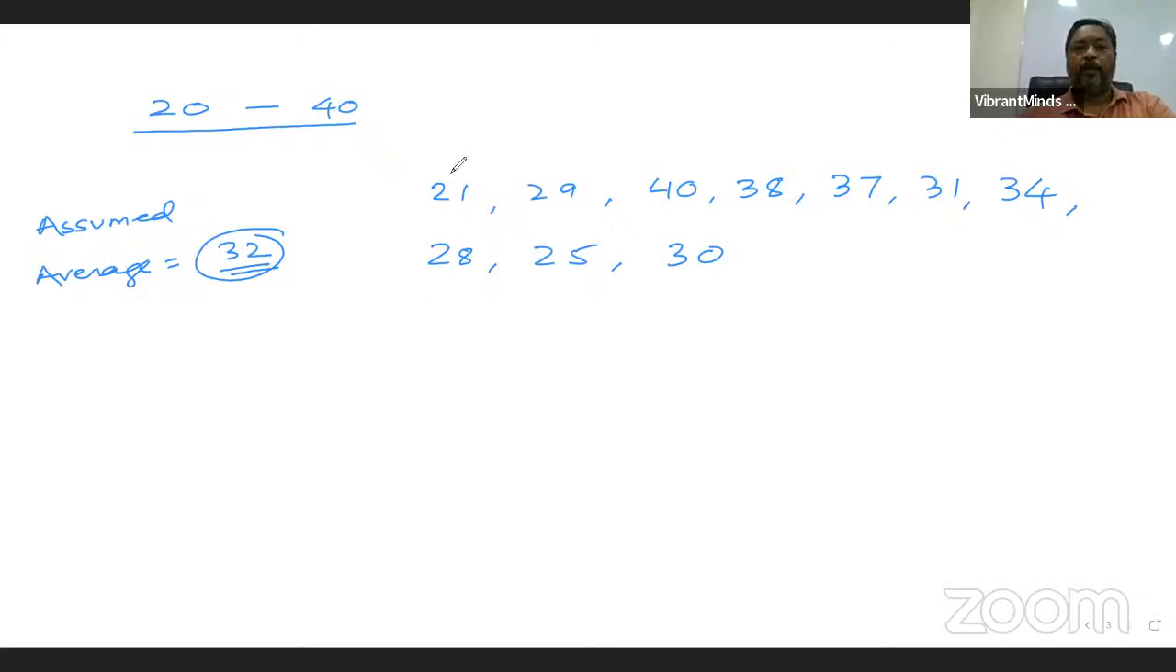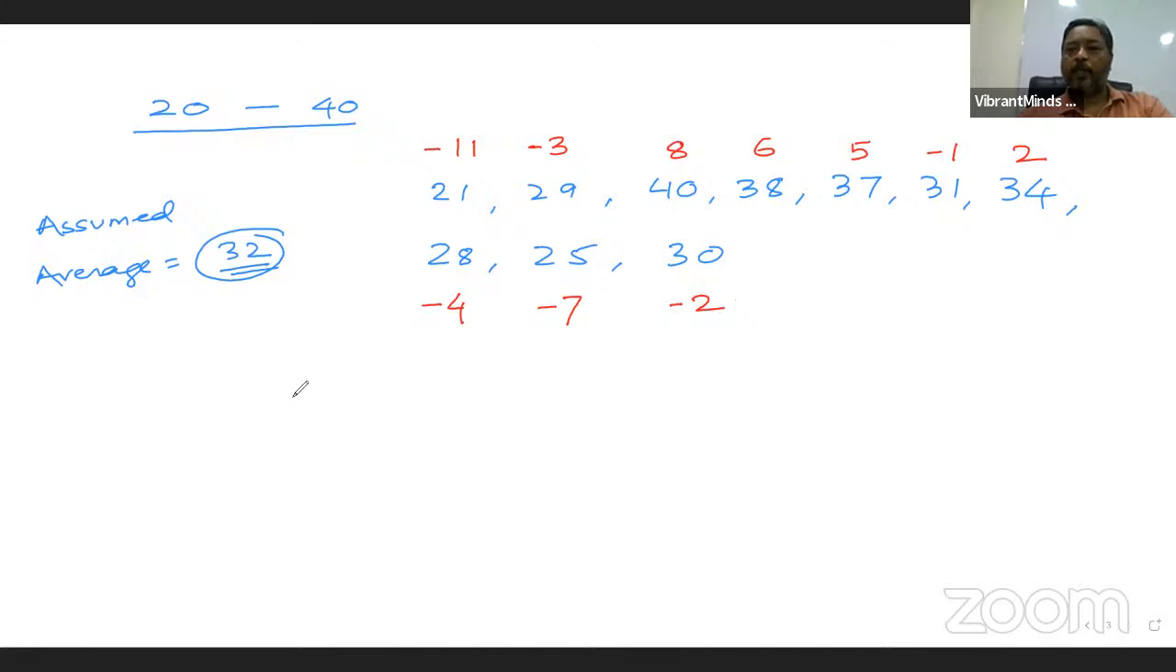Now, please remember, 21 minus 32 will be how much? Let me change the color of the pen. 21 minus 32, what it will be? Minus 11. 29 minus 32, minus 3. Then it will be plus 8. It will be 6. It will be 5, minus 1, plus 2, minus 4, minus 7, and minus 2.